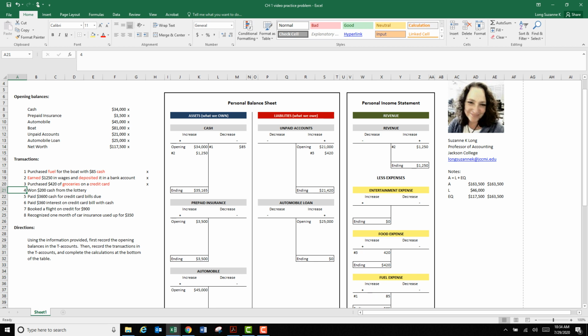Won $200 cash from a lottery. Now it's not so bad, is it? Maybe try it. Maybe you don't even need anything from me on this one. So we got cash. Are we increasing, receiving cash, or decreasing, paying cash? Increase. Why did we get cash? We won lottery money.